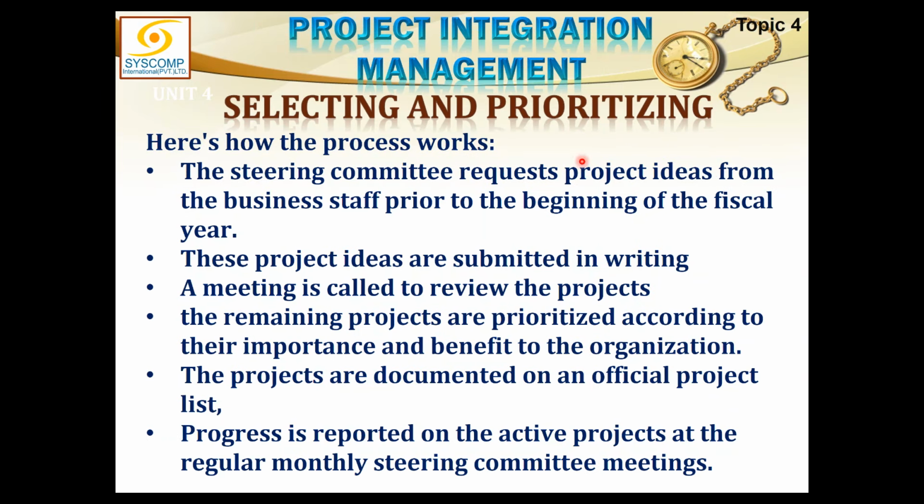Here is how the process works. Selection and prioritization. The steering committee requests project ideas from the business staff prior to the beginning of the fiscal year. What projects should we do? Come up with the ideas. These ideas are submitted in writing. A meeting is called for the review of these projects. The remaining projects are prioritized according to their importance and benefit to the organization, and the projects are documented on an official project list. And the progress is reported on the active projects at the regular monthly steering committee meeting.